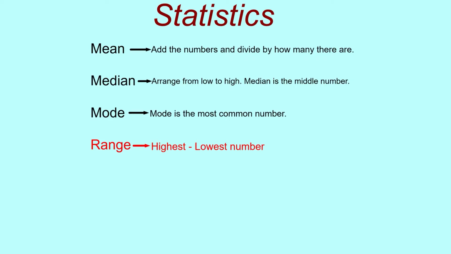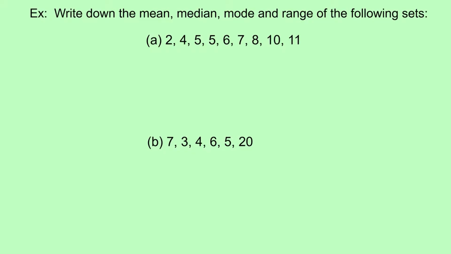For the median, you have to put the numbers in order from lowest to highest, and then the median is the middle number. The mode is just the most common number, the number that appears the most often. The range is the highest take away the lowest, so it tells you how spread out the lowest and the highest values were. Let's have a look at how that works in a few examples.